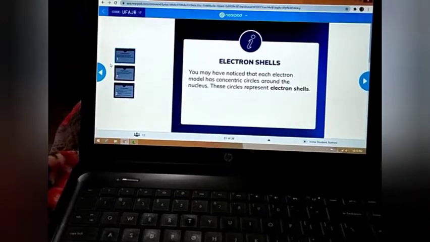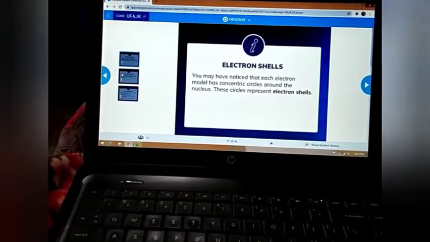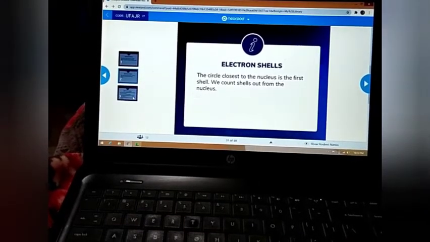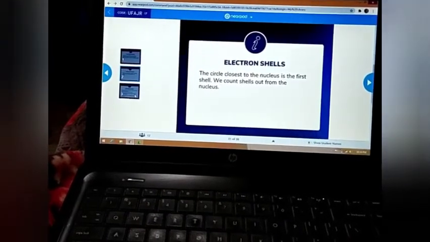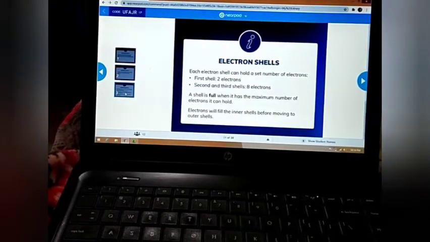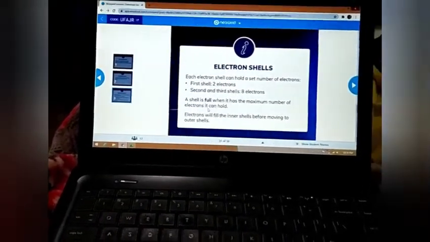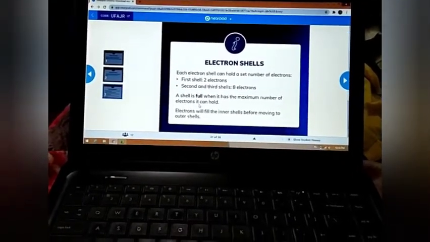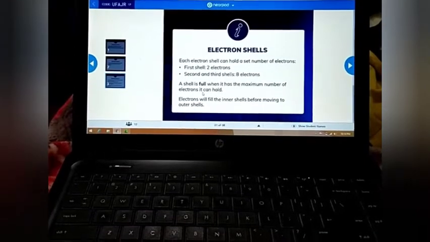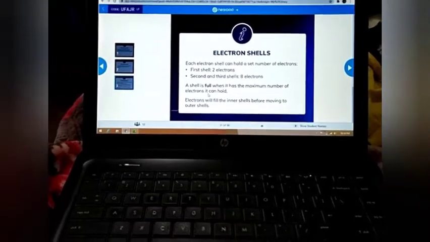The concentric circles around the nucleus are called shells. Okay, the circle closest to the nucleus is the first shell, and then we count outwards from the nucleus. The first shell can hold up to 2 electrons. The second and third shells can hold up to 8 electrons. This is the capacity of these shells.